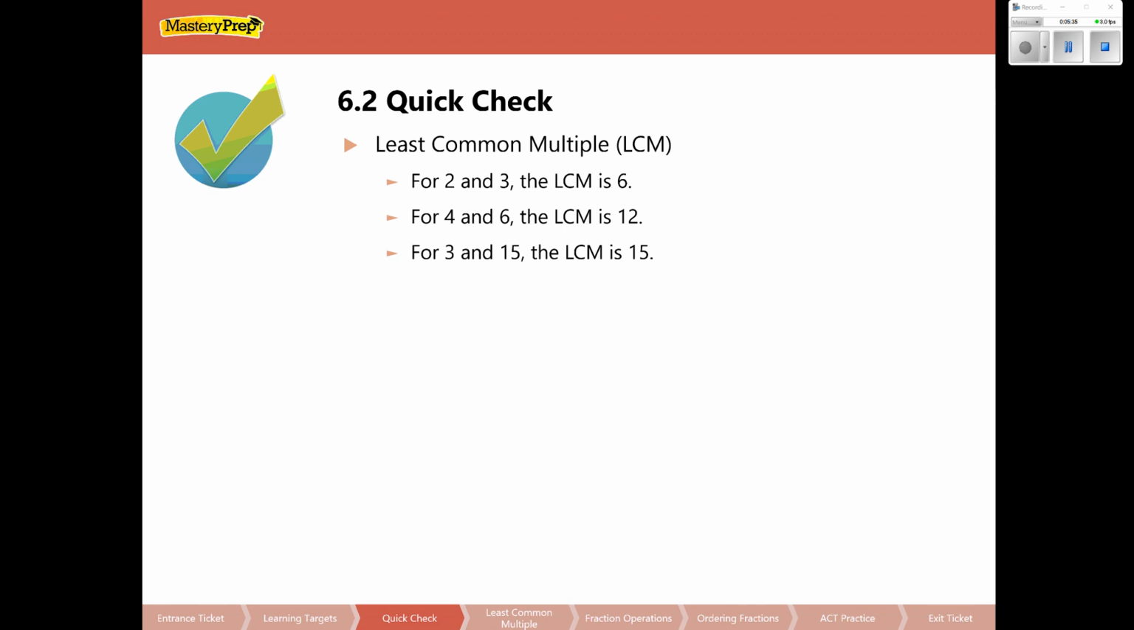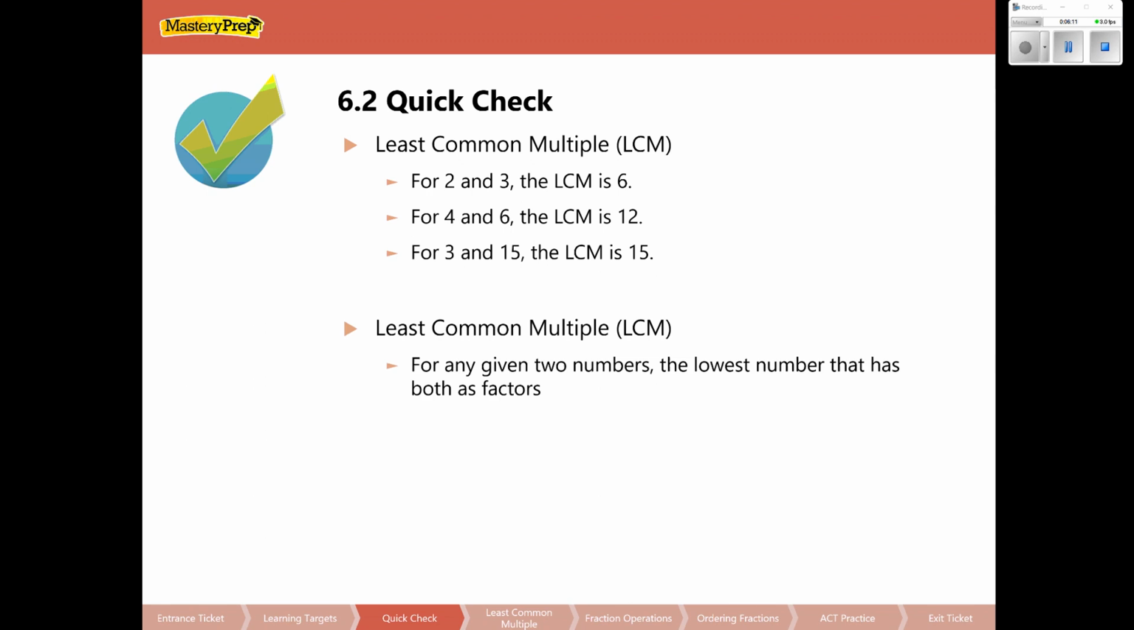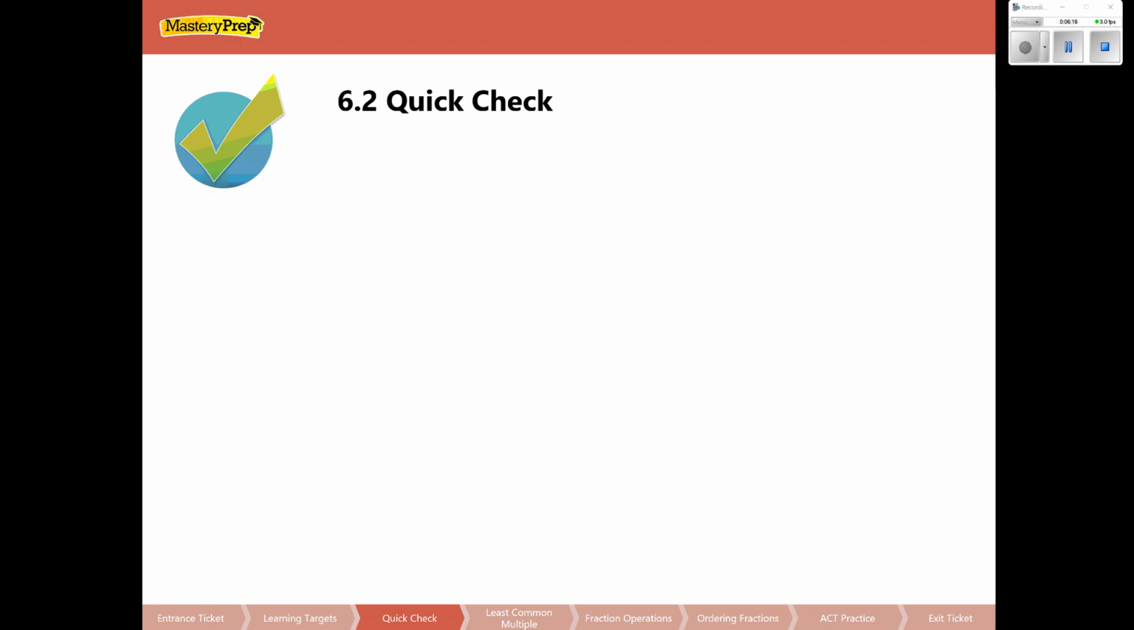Least common multiple. When we talk about least common multiple, we're looking for the smallest number that I can turn both numbers into. So with 2 and 3, the first number that we can make them both be is 6. With 4 and 6 it is 12. And 3 and 5, it is 15. And when we do this, we're looking at the prime factorization and seeing which number has the most of each prime and using that. For any two numbers, it's the lowest number that has all the factors.